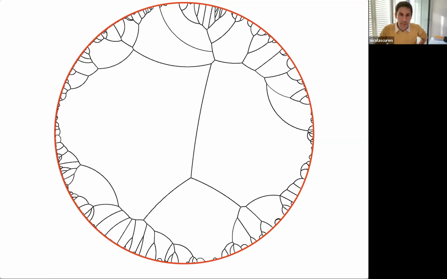We need to trick it a little bit, but this is the object which is underneath the proof. And just to finish, let me show you the analog of that in 3D. I mean, in a 3-dimensional hyperbolic space. So you will do the same.